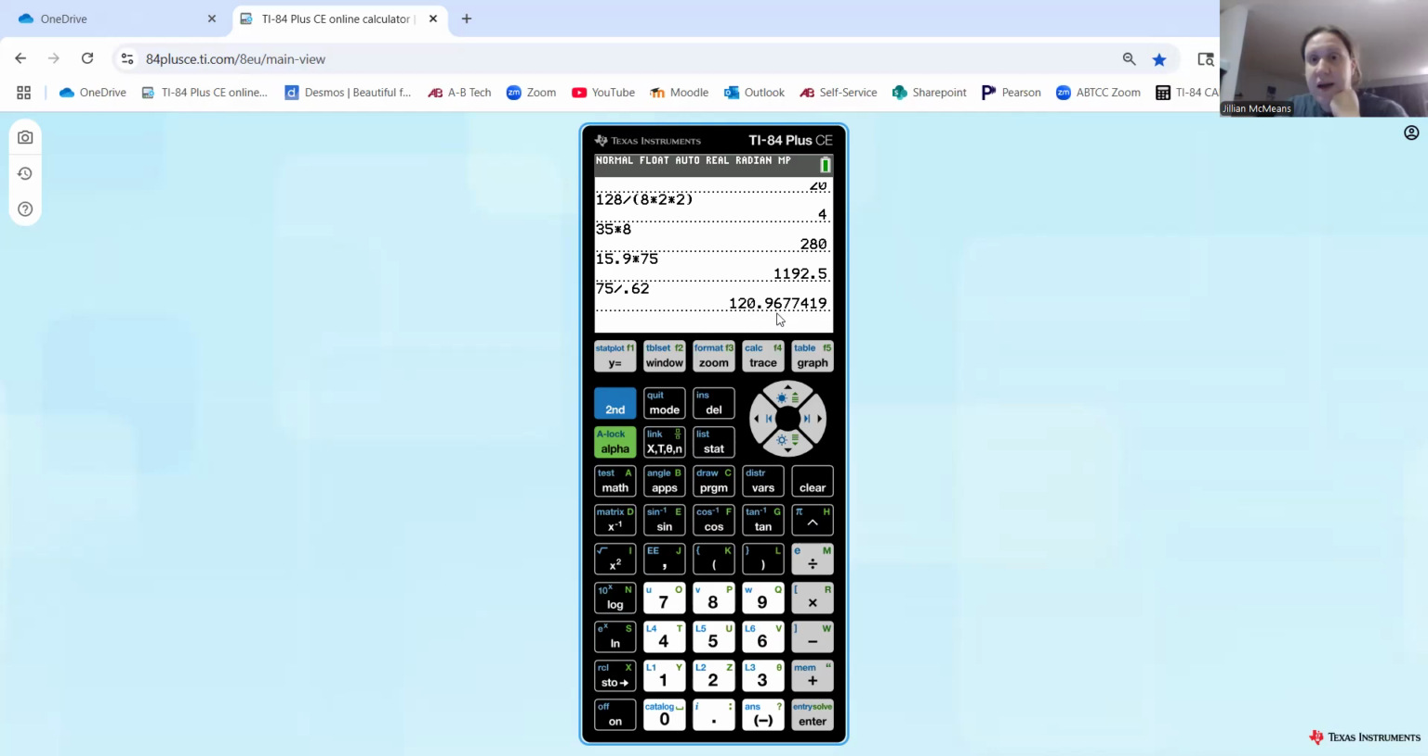120.967. So I would round technically to the 9. That 6 tells me to round up, which makes the 9 really a 10. So this one I'll show you on paper, but we essentially round this to 121, okay? So let me show you.